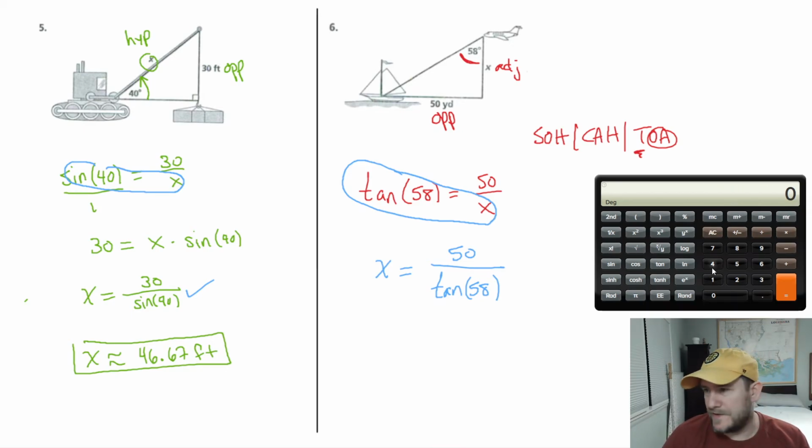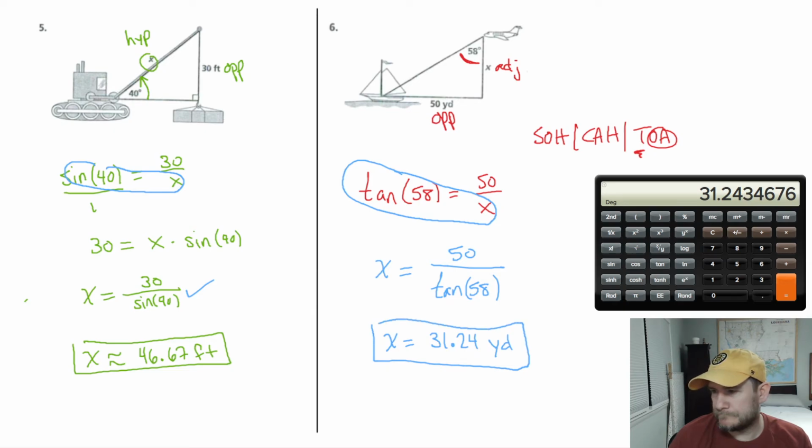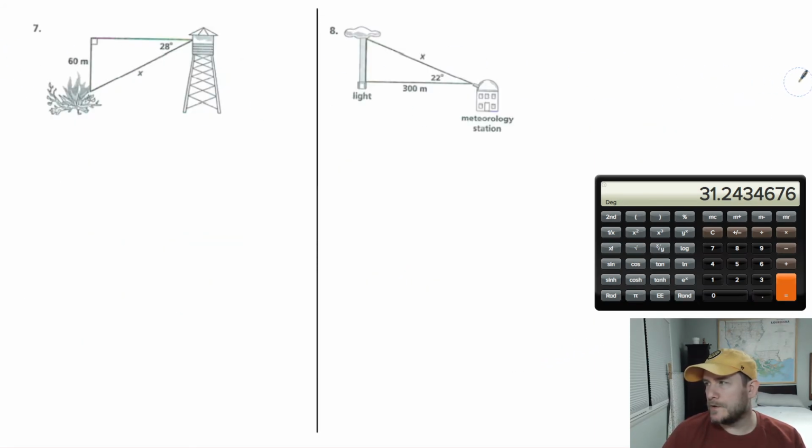It's going to be 50 divided by 58 tangent of it equals, so 31.24, that's what I'm getting. And it's yards this time. Yeah, that feels fine to me. 31.24. All right. 2 more.